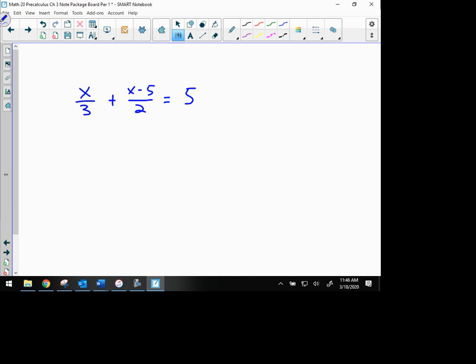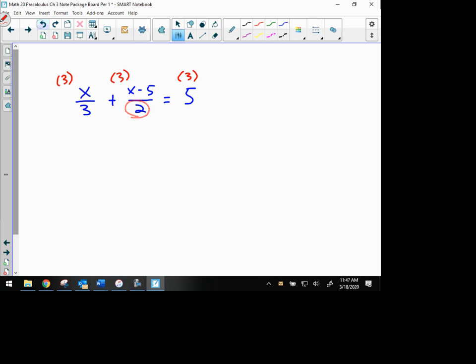So for instance, the first fraction has a denominator of 3, and so we can multiply that fraction by 3 in order to get rid of the denominator, but we'd have to multiply every term by 3 then. However, multiplying the whole equation by 3 does not get rid of the second denominator. It only gets rid of the first one.